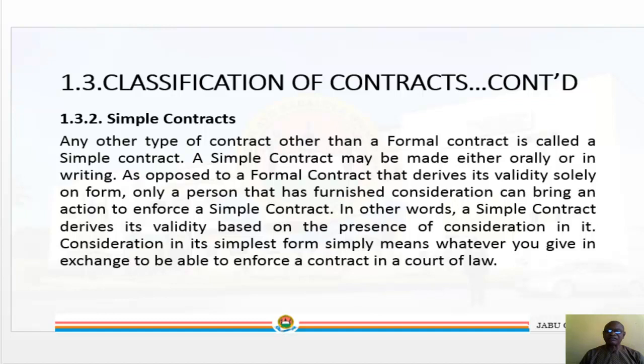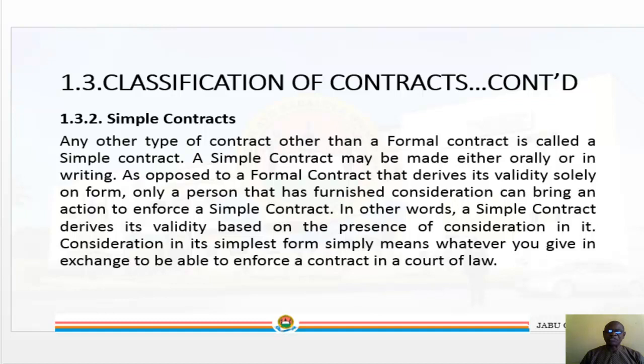Another type of contract is simple contracts. This is a contract other than a formal contract, which is called simple contract, as I've said. A simple contract may be made either orally or in writing, as opposed to a formal contract that derives its validity solely on form. Only a person that has furnished consideration can bring an action to enforce a simple contract. In other words, a simple contract defines its validity based on the presence of consideration in it.